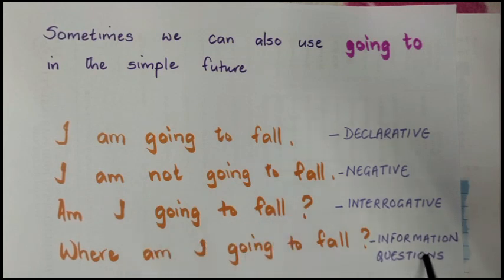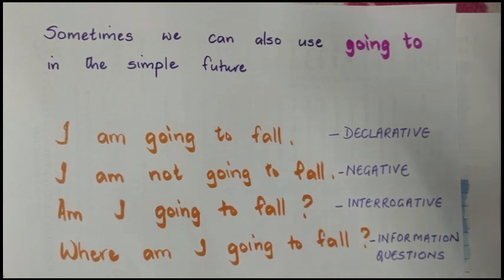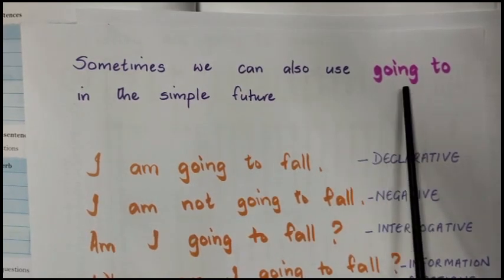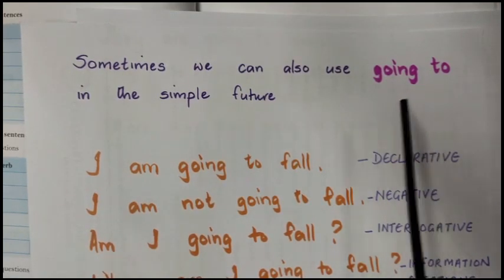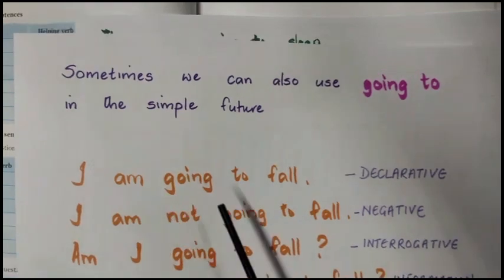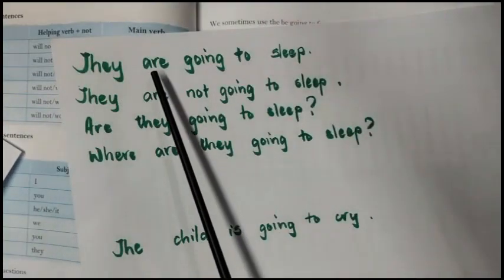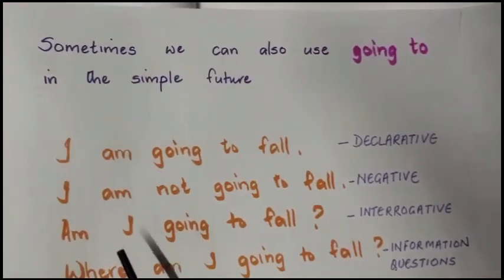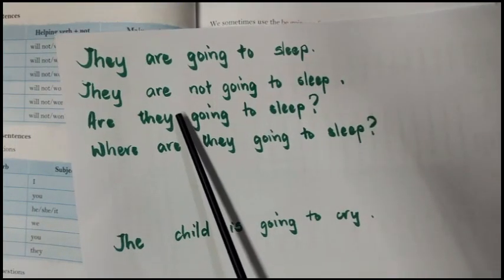And then you have the information question. Remember, information questions like when, where, why, how, what, all those. Where am I going to fall? And your question marks. Now remember, when we use going to in the simple future tense, we use am, are, and is. All right? So I have already made sentences with am. Now I'm going to make sentences with are.